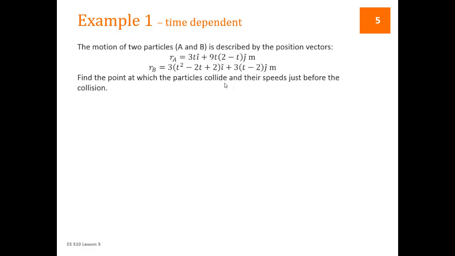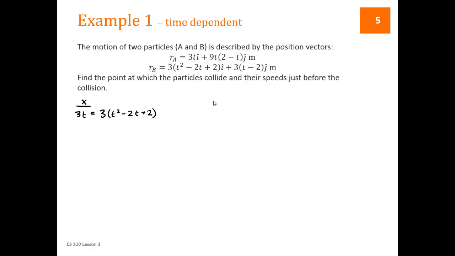So to figure out when they collide, we recognize that if two particles collide, then their x position and their y position at that time must be the same. So if we look at the x direction first, that's the i hat part of each one. We've got 3t for particle A is going to equal 3 times t squared minus 2t plus 2 for particle B.